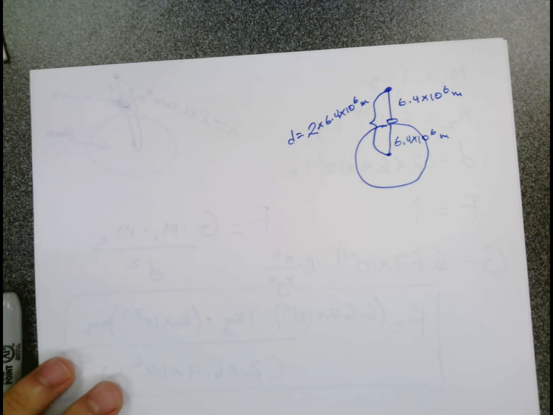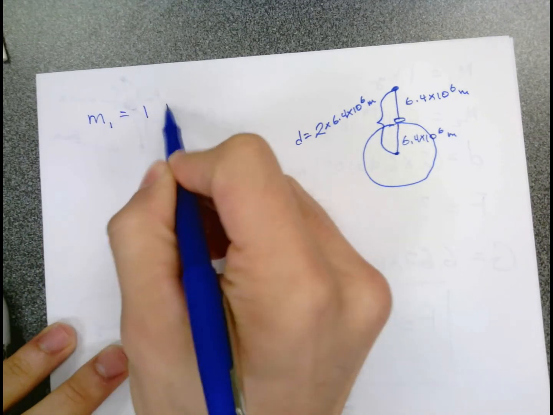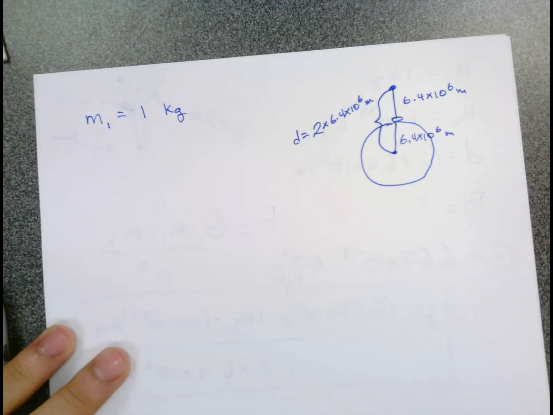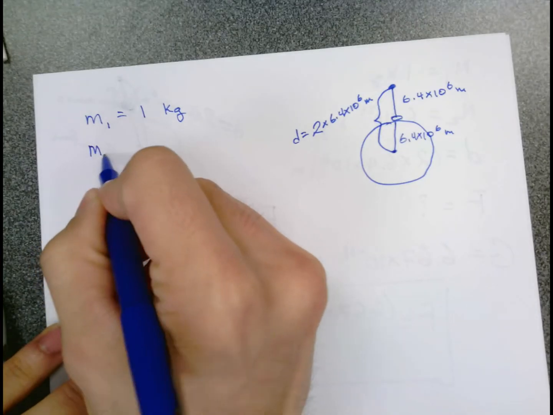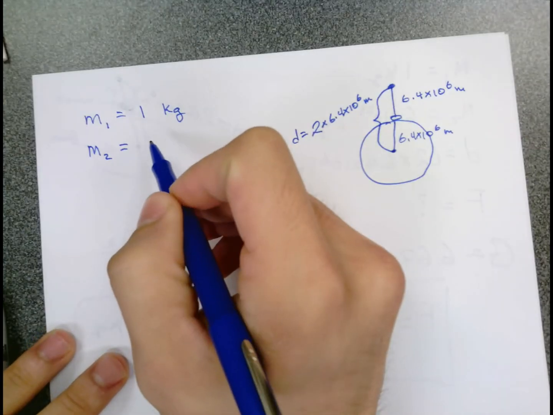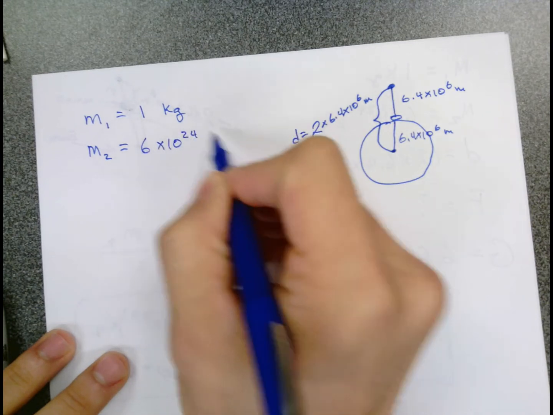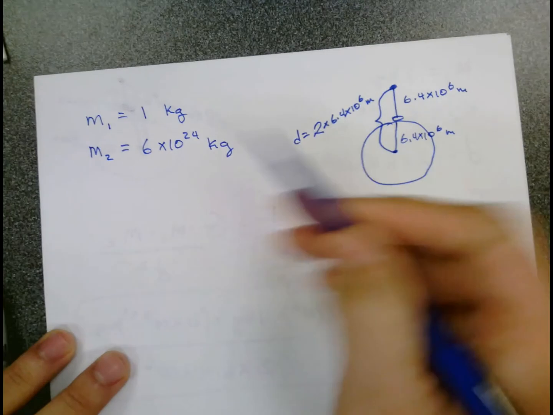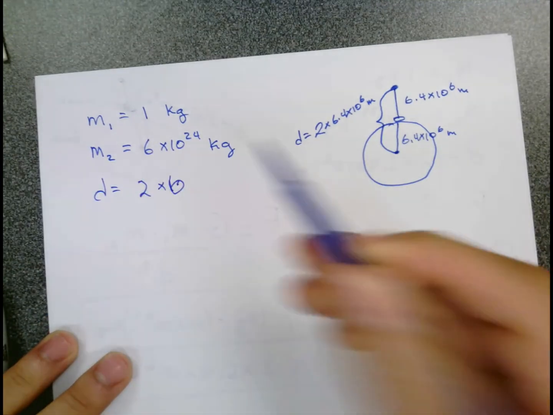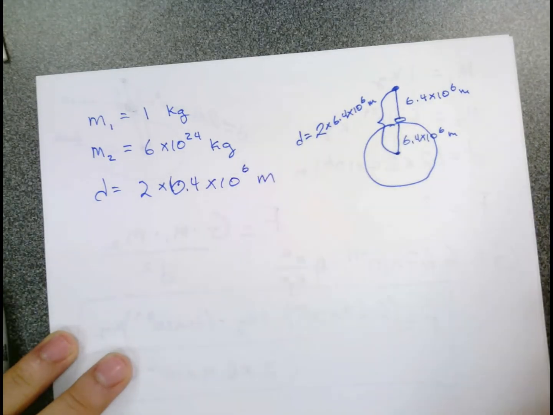Other than that, all of our other givens are the same. Our first mass is a 1 kilogram mass. And it really doesn't matter whether this is mass 1 or mass 2, they both get multiplied. Mass 2 in this case will be Earth's mass, which is 6 times 10 to the 24th kilograms. We have our distance, which is now 2 times 6.4 times 10 to the 6 meters.